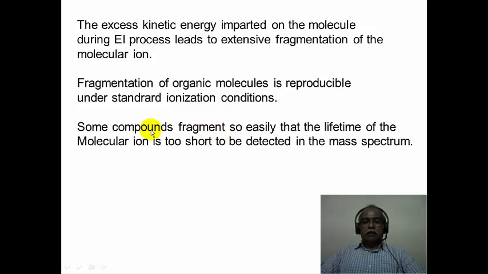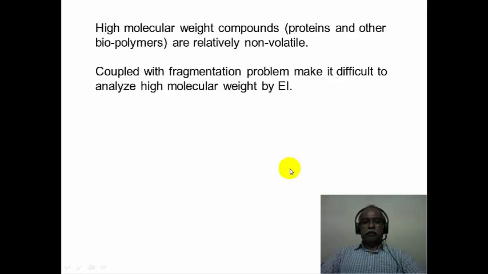Now some compounds fragment so easily that their lifetime is so short that the molecular ion is never detected in a mass spectrum. In other words, it's not always necessary that a mass spectrum will give you information regarding the molecular weight of the compound. Sometimes it is not possible to detect the molecular weight because the corresponding ion is too short-lived to be detected in a mass spectrometer. The high molecular weight compounds such as proteins and biopolymers are relatively non-volatile.